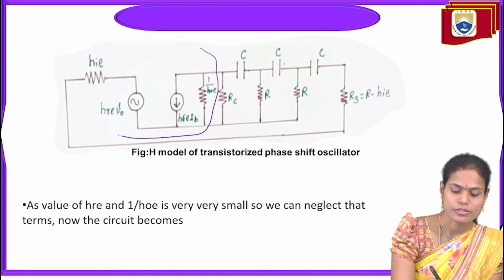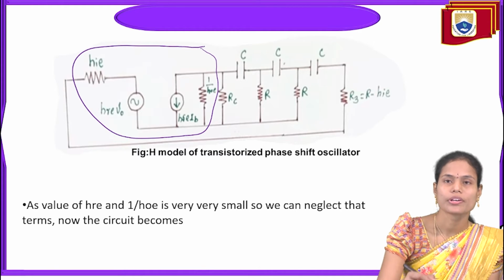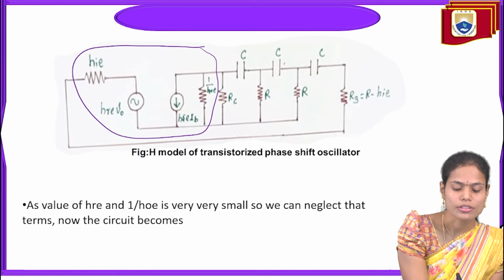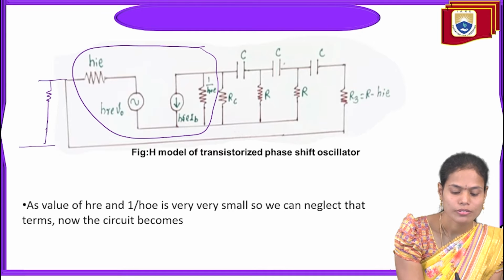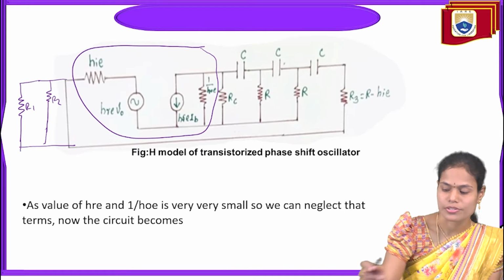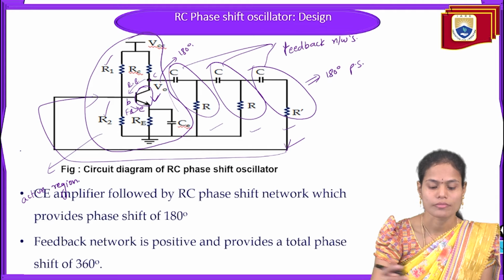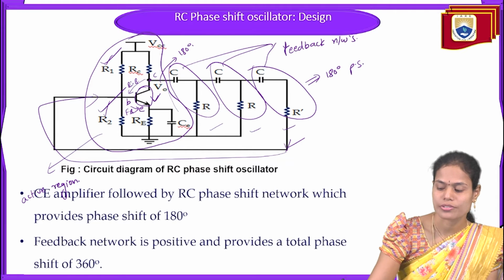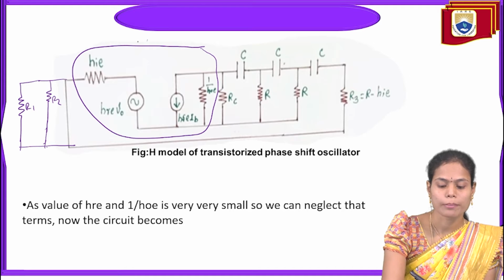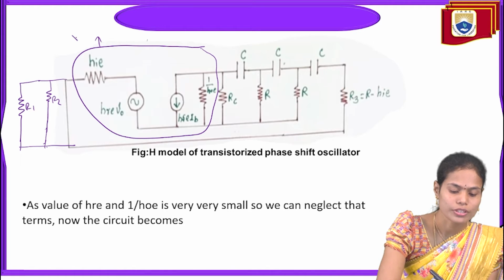So this one is the hybrid equivalent circuit of the bipolar junction transistor. Along with this, we are also having two resistors for the biasing. Those are R1 and R2 resistances. These R1 and R2 resistances I have included here.